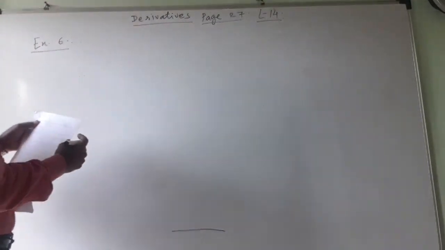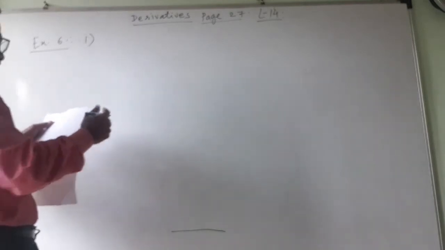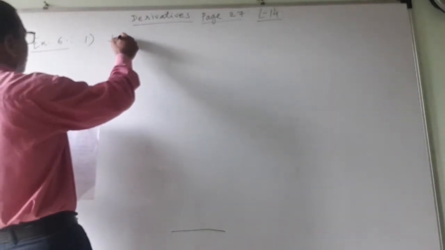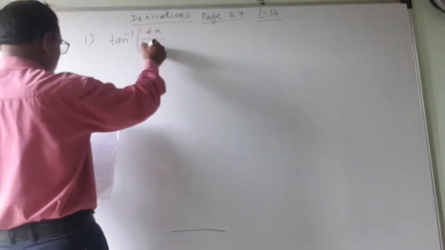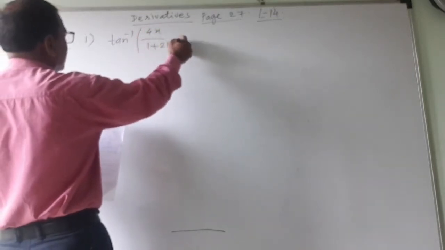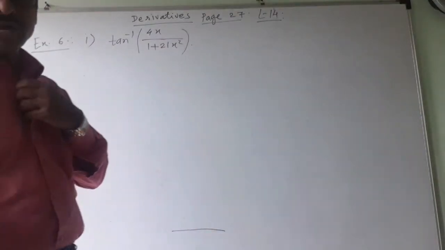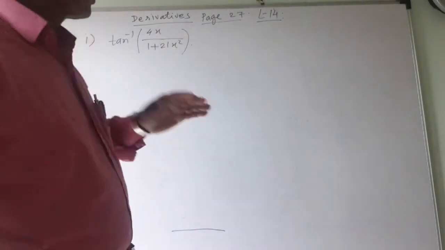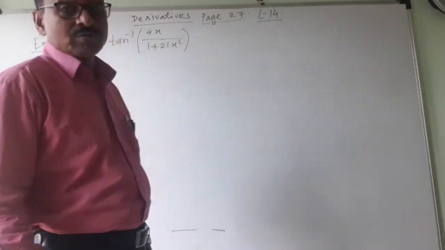So, example 6. In that first question, tan inverse of 4x upon 1 plus 21x square. This sum comprises only of 2 marks. Some of the questions on this are for 3 marks, but generally these questions are for 2 marks.